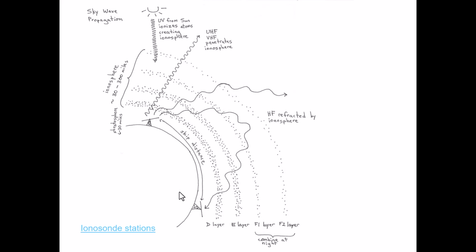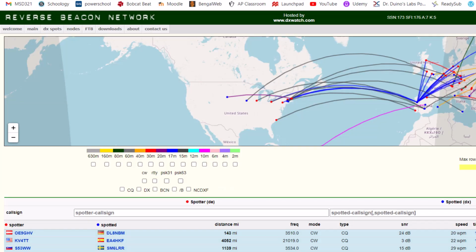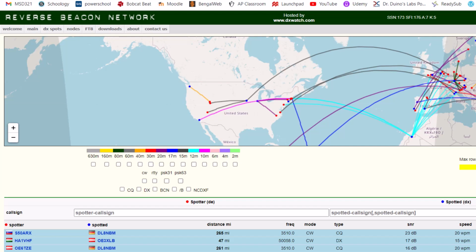Next question, which of the following is a way to determine current propagation on a desired band from your station? And the answer here is to use a network of automated receiving stations on the internet to see where your transmissions are being received. The easiest way to do that is to send your call sign out calling CQ and then look on the reverse beacon network to see what areas have picked up your CQ. This reverse beacon network is very useful for seeing what the current propagation conditions allow.